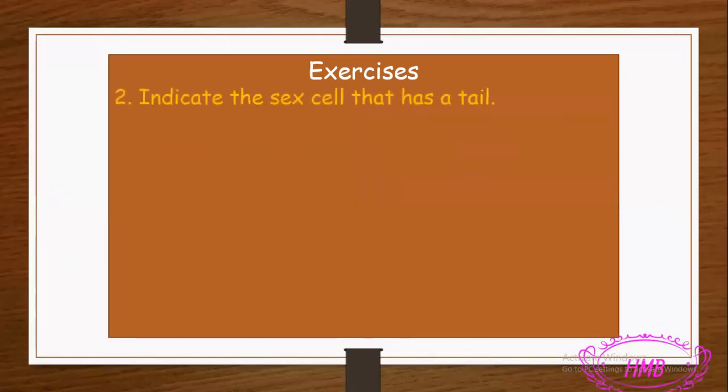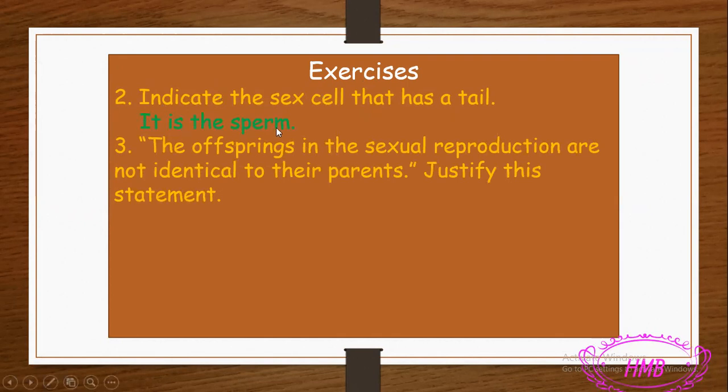Let's see the second question. Indicate the sex cell that has a tail. Indicate means name. Give me the name of the sex cell that has a tail. We have two sex cells. We have the ovule and we have the sperm. Which one of these two has a tail? It's the sperm. So you will write, it is the sperm.